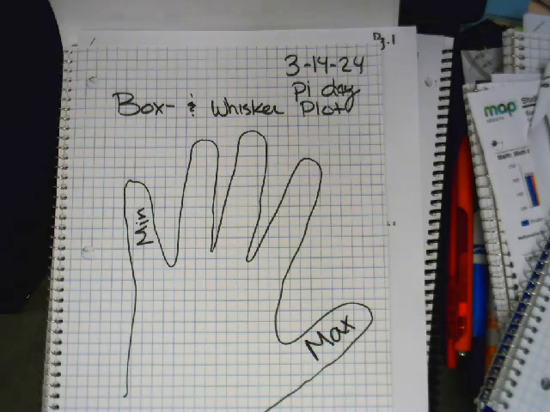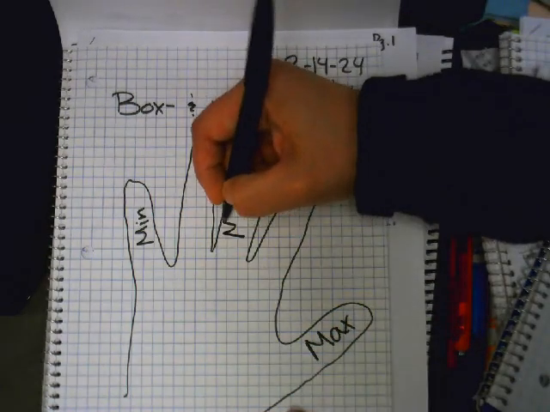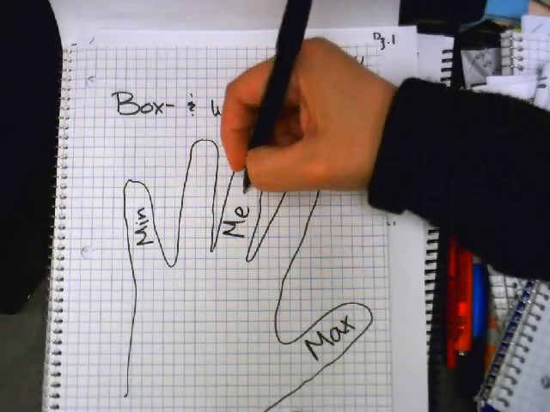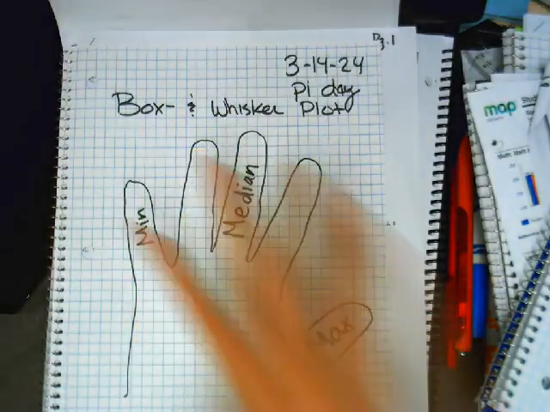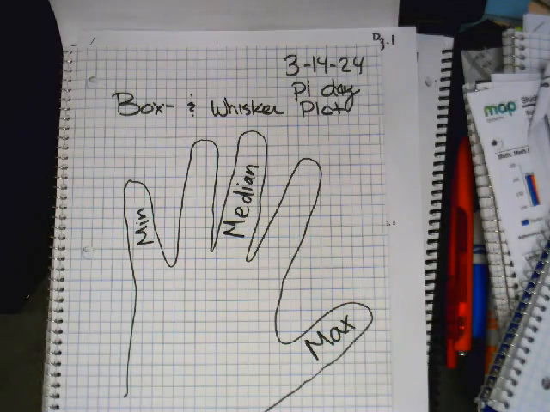Okay. Middle finger. It is the meanest one. Well, your middle finger is in the middle, right? What word in math do we use to find the middle? Median. So, your middle finger, because it's in the middle, is called your median. In math, median means the middle, okay?